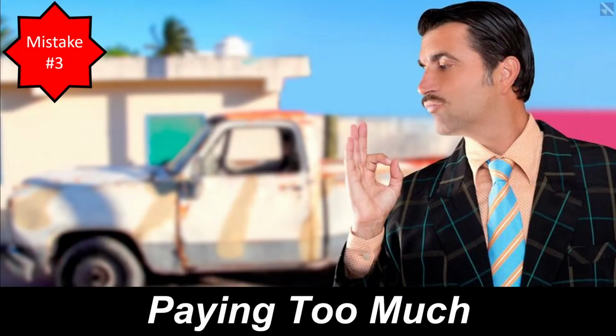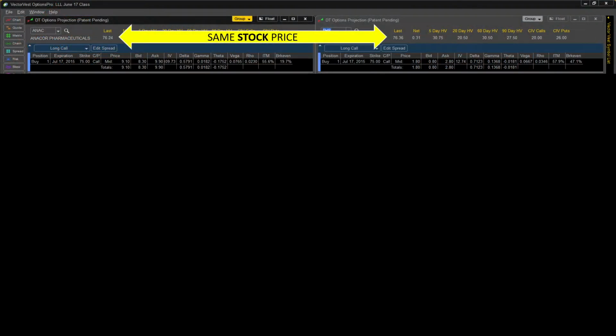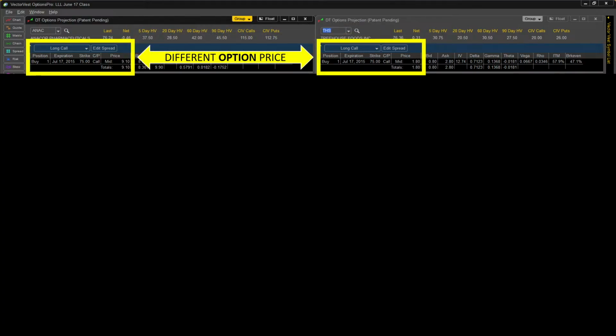Now, pay special attention to this one. This one's not one that a lot of people understand and know. The third mistake buyers make is they simply pay too much. They buy what's called an overpriced option. So let me show you what I'm talking about here. Here's two stocks. I want you to look at the top. Notice that both stocks are pretty much the same price, right? They're within like what, 12 cents of each other. 76.24, 76.36. But even though those stocks have the same price, their premiums are vastly different. Over on the left, to buy that call will cost you $910.